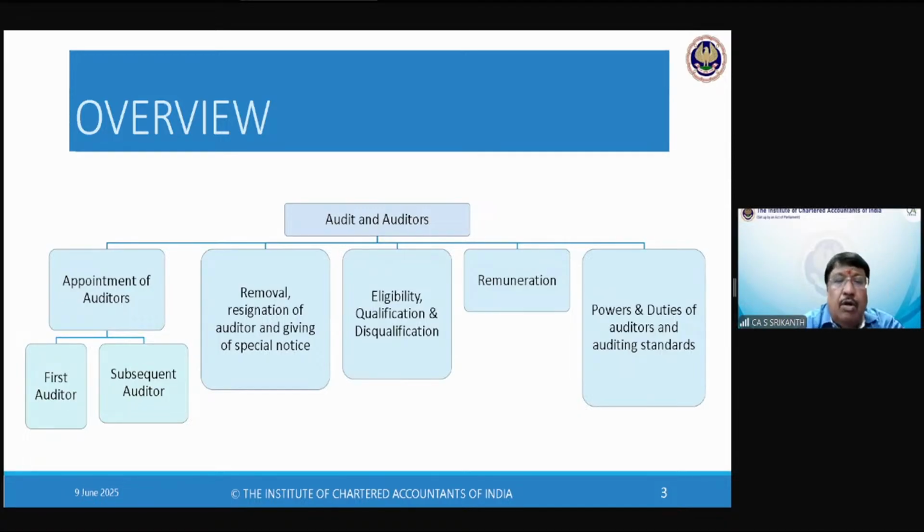Fine. Then removal, resignation of auditor. Okay. See, you can remove a auditor, but you cannot remove the auditor. You can remove one man and put another man, but you cannot remove and say, we don't want auditor anymore.